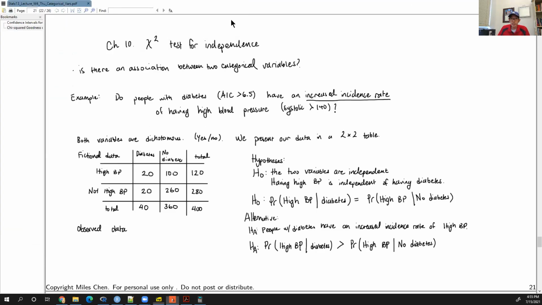And the alternative is that there is some kind of relationship. Here we're going to use a directional alternative. We're going to have an increased incidence rate, so this indicates direction. We're saying that if somebody has diabetes, the incidence rate of having high blood pressure is greater than the incidence rate of having high blood pressure if the person does not have diabetes. Okay, and so this is how we would write our null hypothesis and our alternative hypothesis.